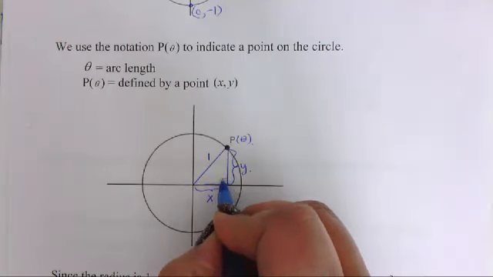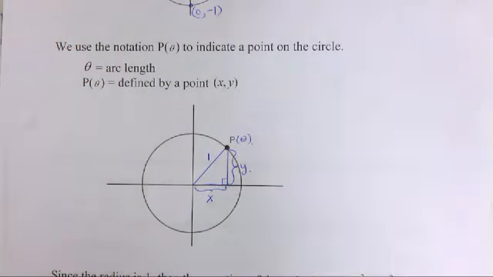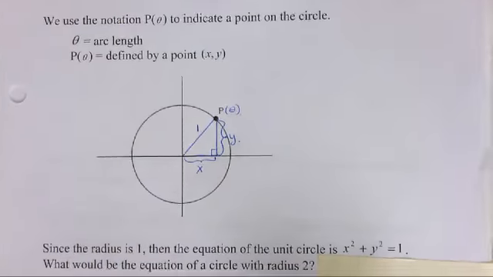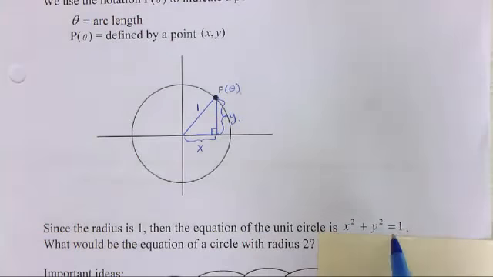So now I've got my right angle triangle in here, and I'm going to relate this to the Pythagorean theorem equation, but the radius is going to be 1. Now, this is the equation of the unit circle, or a circle that has a radius of 1.